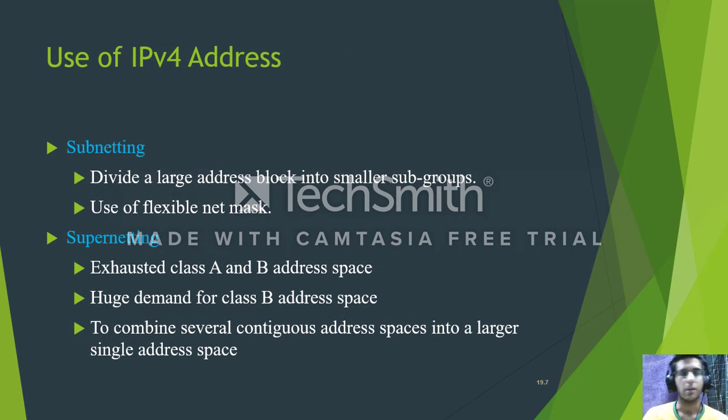Now we'll be talking about subnetting. It divides a large address block into smaller subgroups, and it's also a flexible net mask. It was needed because class A and B were exhausted and there was a huge demand for class B address space. Supernetting is used to combine several contiguous address spaces into a larger single address space.